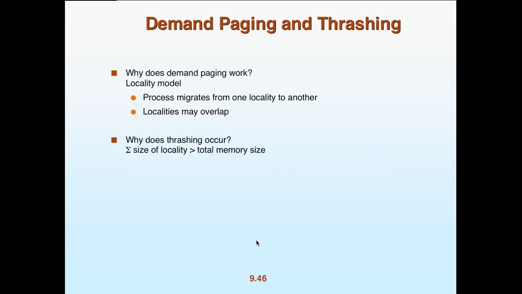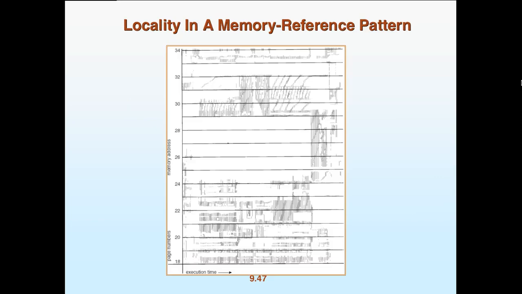So demand paging and thrashing. Why does demand paging work? Well, it's the locality model. In terms of the locality model, a process migrates from one locality to another. So localities may overlap as well. Why does thrashing occur? Well, because the size of the locality is larger than the total memory size, and we don't have enough memory. So thrashing is a no-brainer. We're going to thrash when we don't have enough memory. And if we have a very low level of multiprogramming, it's going to continue to thrash, and it's going to end up with a situation where the computer is just going to turn off.